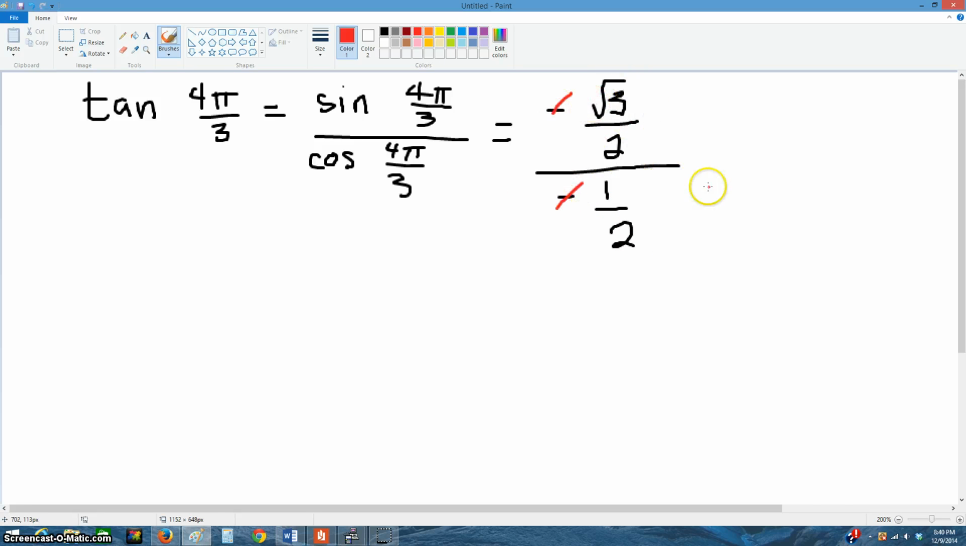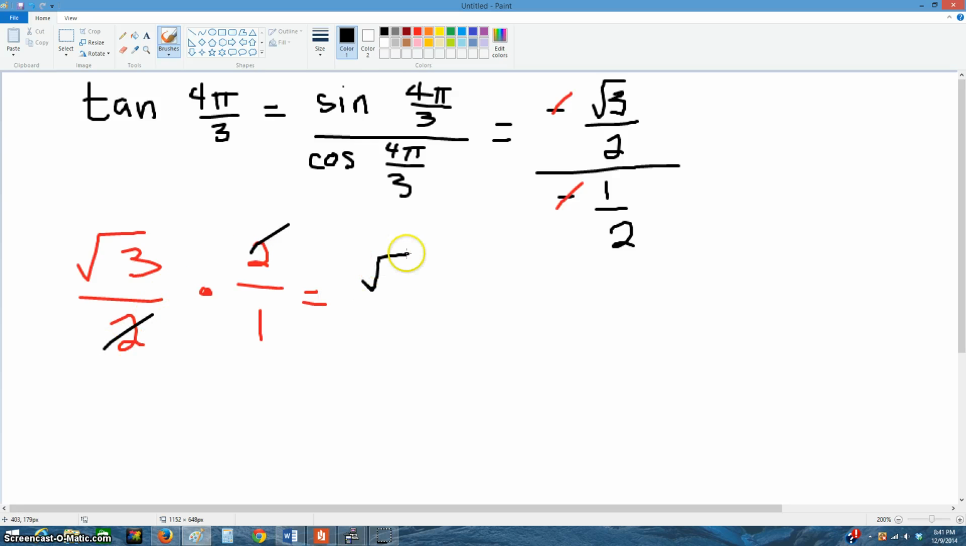And I'm left with what method? Copy, change, flip. What happens to my 2's? They cancel. So I'm really left with radical 3 over 1, or simply radical 3.